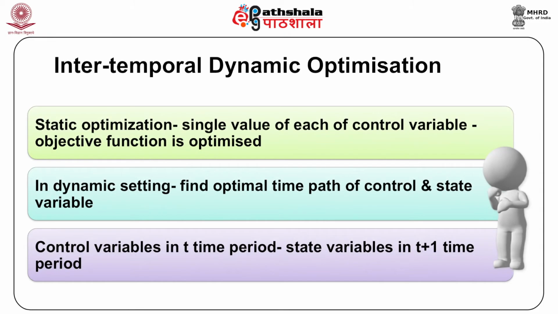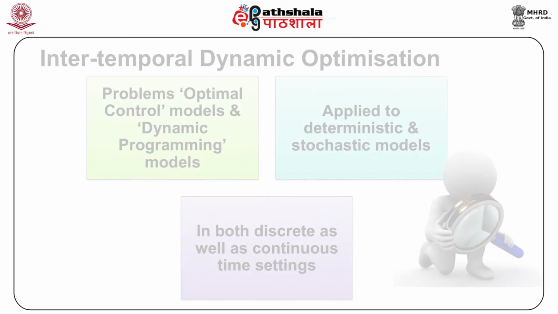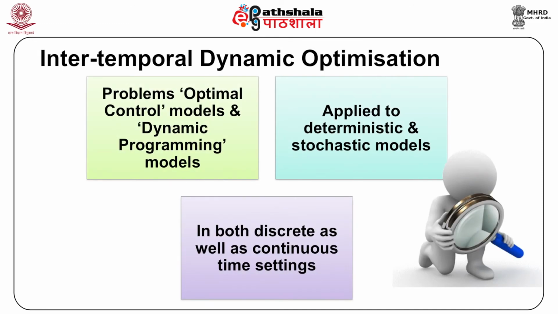Under static optimization, we aim to find a single value of each of the control variable at which the objective function is optimized. But in a dynamic setting, we need to find the optimal time path of the control as well as state variable during the entire period. Under such models, the control variables in time period t affect the state variables in time period t plus 1. Let us begin with the discussion of intertemporal dynamic optimization.